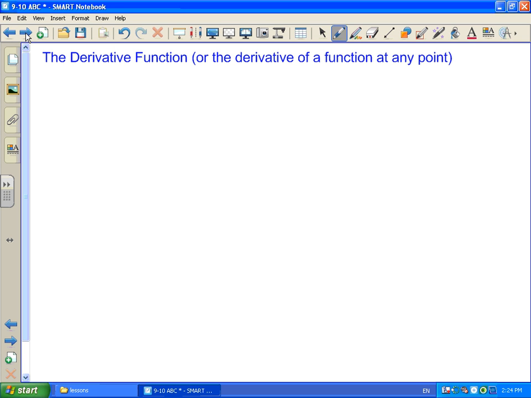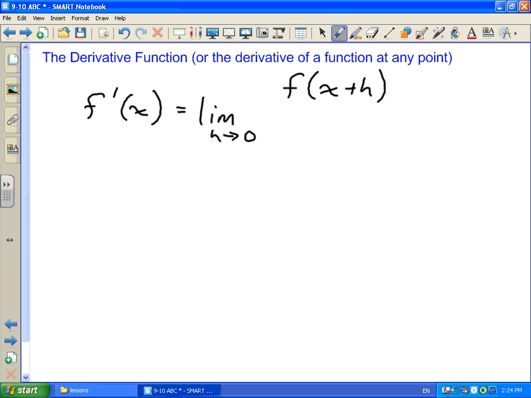So we can have, again, our derivative at any value of x, or f primed at any x, is going to be the limit as h goes to 0 of our function evaluated at, instead of a plus h, or that specific value plus h, now just in general at x plus h, minus our original function evaluated at x, all divided by h.